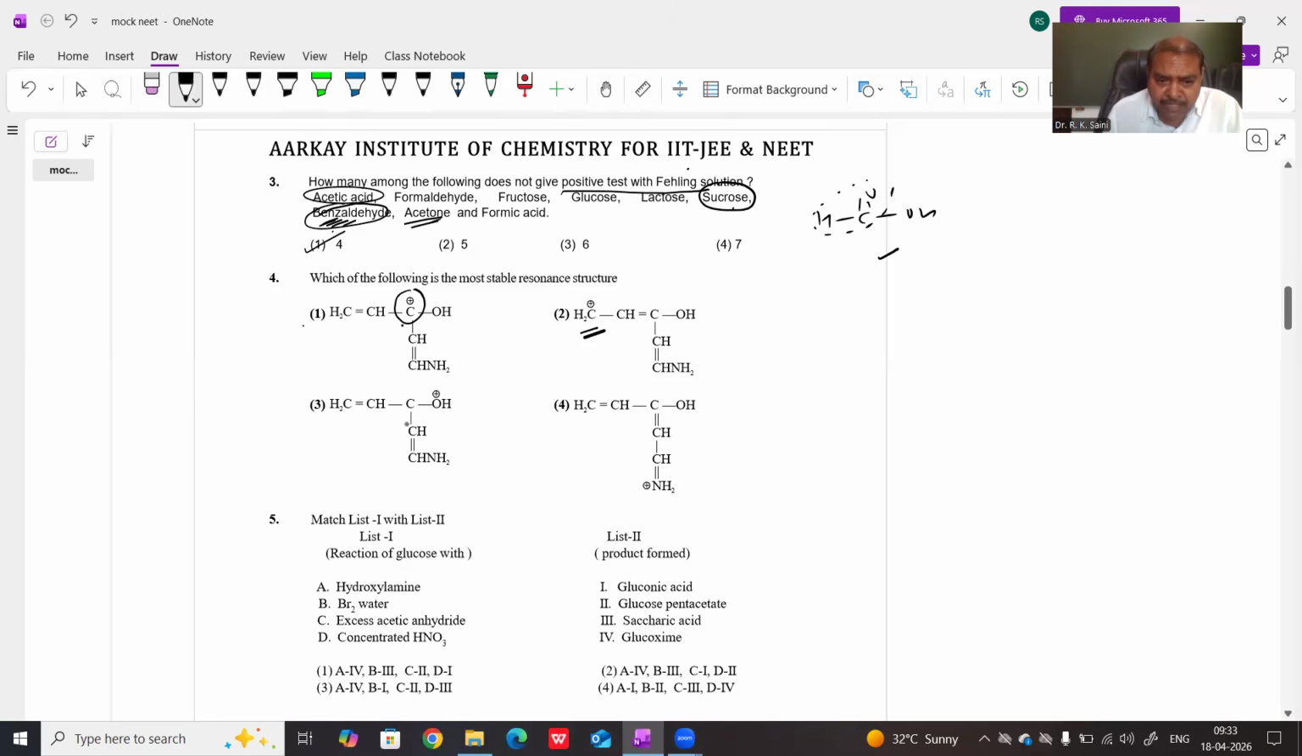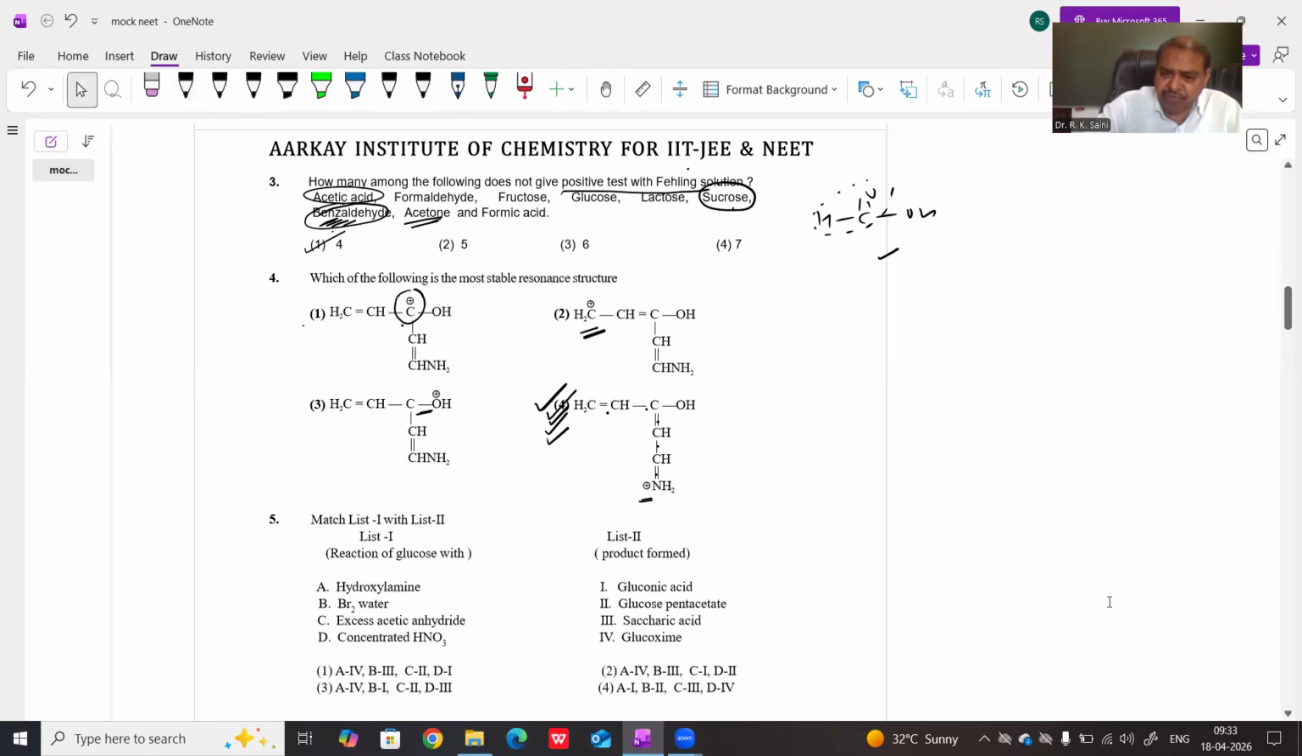In third, the oxygen carries a positive charge. However, the octet of carbon is complete. But in example 4, there is more conjugation, double, single, double, single, double, single, and all atoms complete their octet. The positive charge is present at the nitrogen, but its octet is complete. And hence, the fourth one is the most stable species.